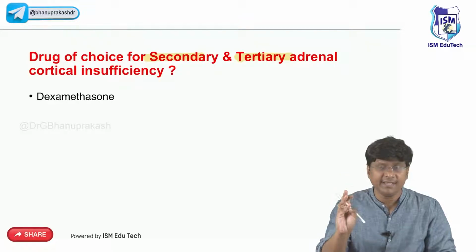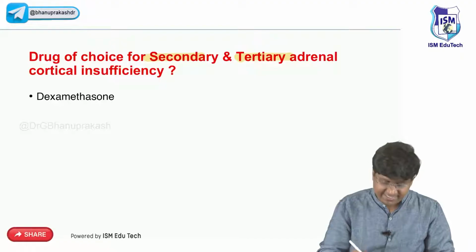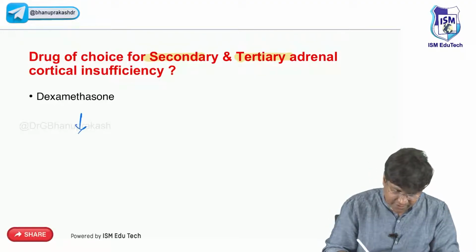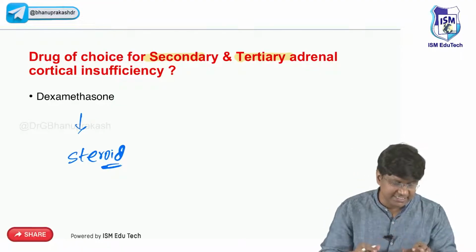Here there is only steroid reduced. Mineralocorticoid levels will be normal. So that is the reason why we give a potent steroid. And what will be that potent steroid? This particular potent steroid is your dexamethasone.